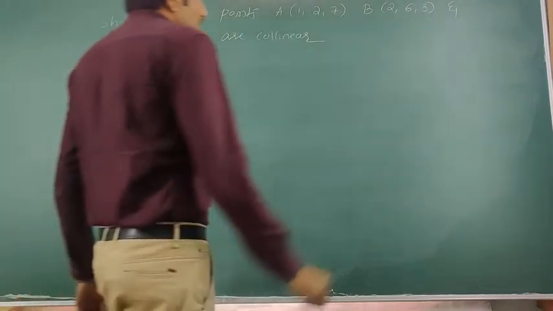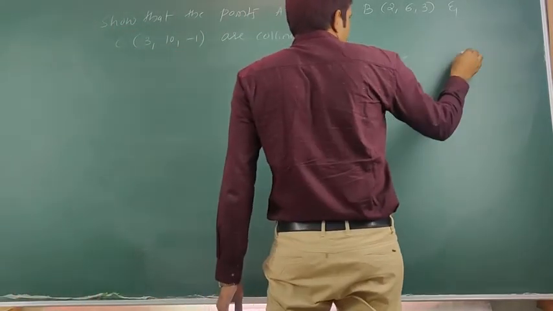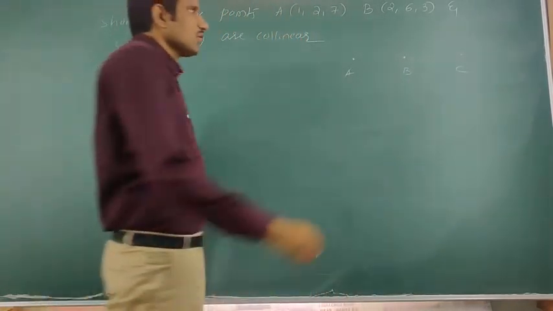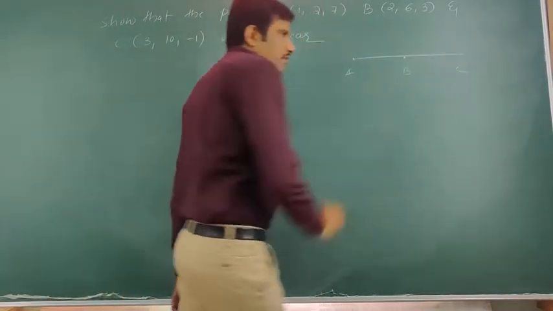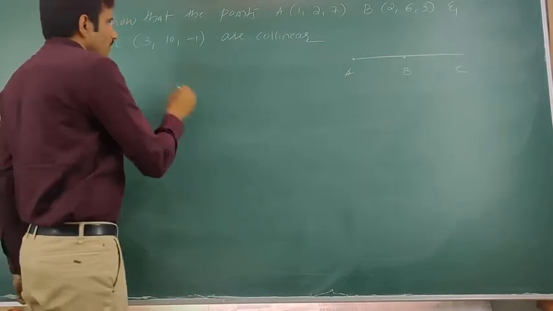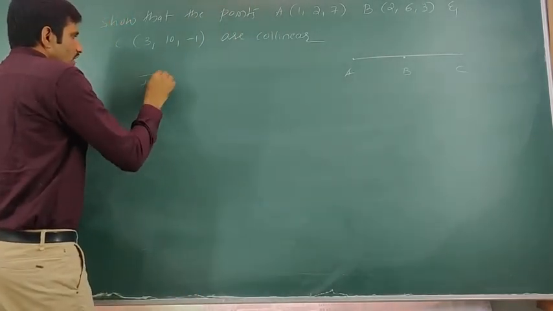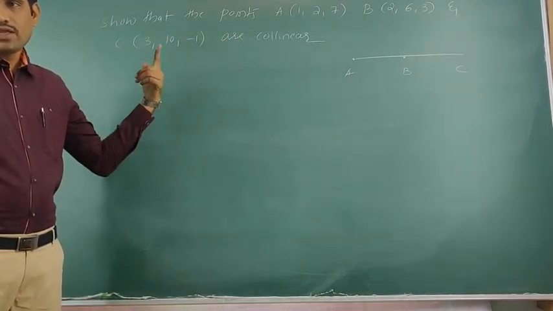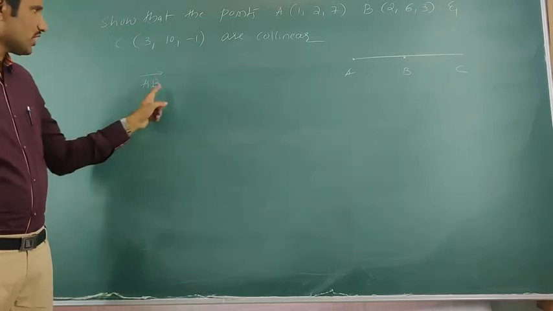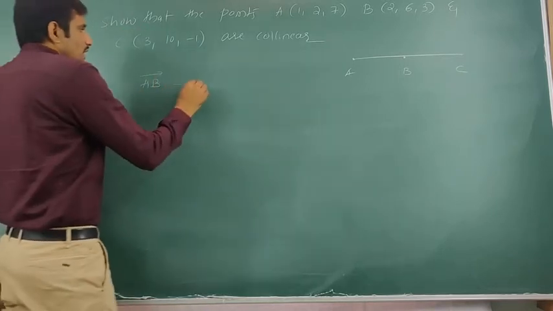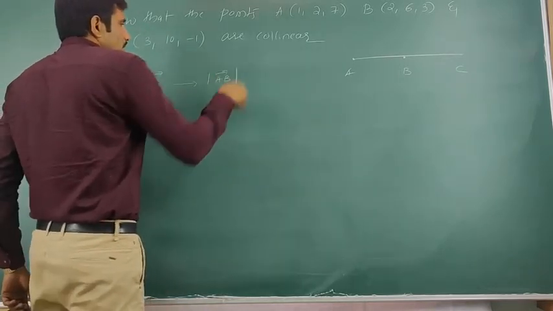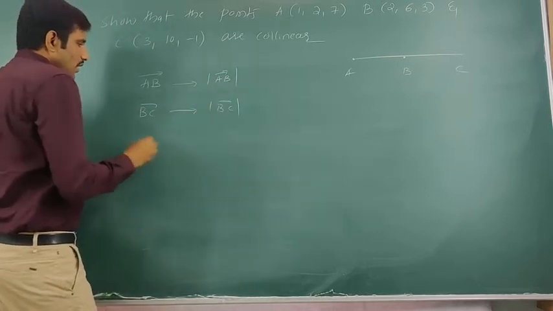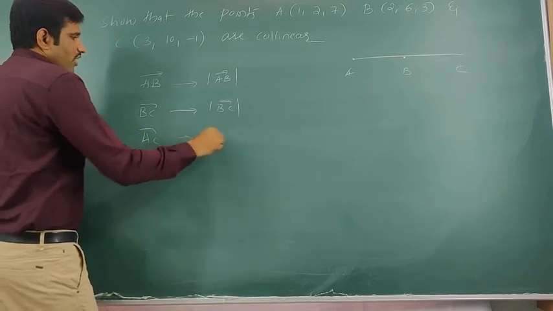See, I take the 3 points, let us say A, B, C. Collinear means we have to show that the 3 points lie on the same line, right? So first I will find position vector of A, then position vector of B and position vector of C. What is AB? OB minus OA. Then find magnitude of AB. Then I find vector BC, then find magnitude of BC, then find vector AC, then find magnitude of vector AC.